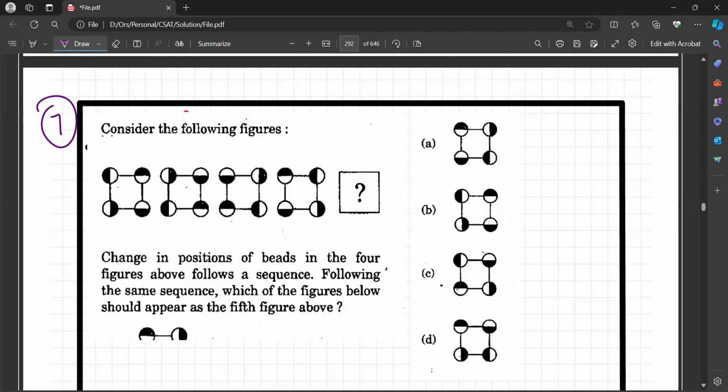Consider the following figures, find the next one. What you can see here is the diagram here and the diagram here. What is the change? This figure is getting flipped. This figure is getting flipped. This figure is getting flipped. This figure is getting flipped. What is the change from this to this? This one comes here after the flip case. This one comes here. This one goes here. This one goes to here and this one goes to here.